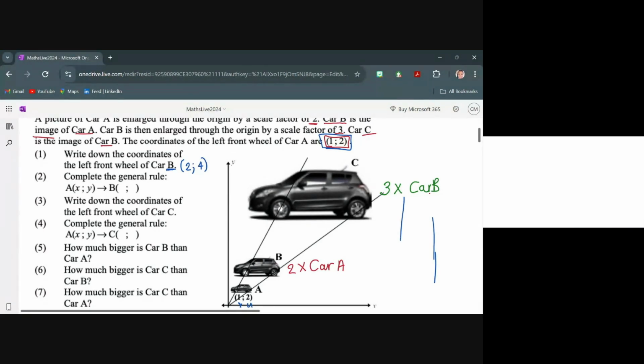Okay, now question 2 says, complete the general rule. There's always going to be a general rule when we're looking at these kinds of questions. So we know that we took X. What did we do to X? How did we get from 1 to 2? We took X and we multiplied by 2. So if I take X and multiply it by 2, I'm going to get 2X.